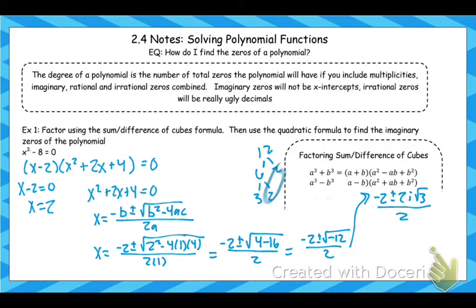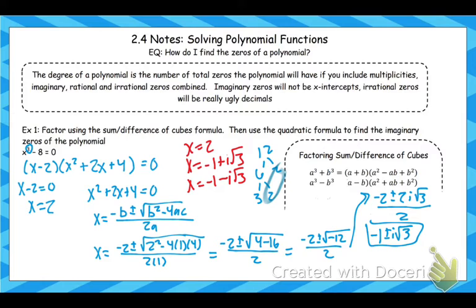And now there's a 2 at the top in both of those spots. So all of my 2's can get divided, and I'm left with negative 1 plus or minus i root 3. So what you'll notice here, this was a third degree polynomial. I have 3 answers. I have x equals 2, x equals negative 1 plus i root 3, and x equals negative 1 minus i root 3. So those are my 3 zeros for that polynomial.